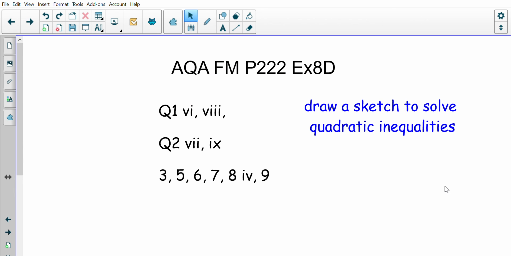So now I'd like you to have a go at some of the questions from exercise 8D that are listed here. Remember, when you're solving quadratic inequalities, you always need to draw a sketch.